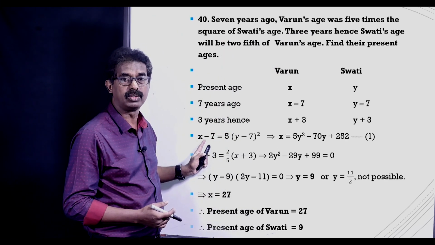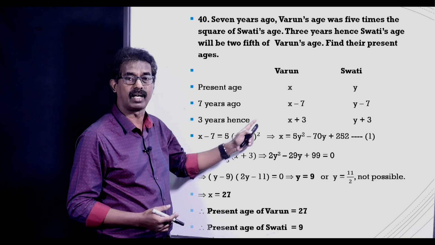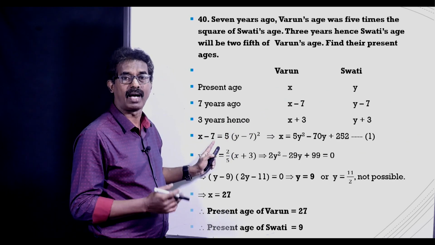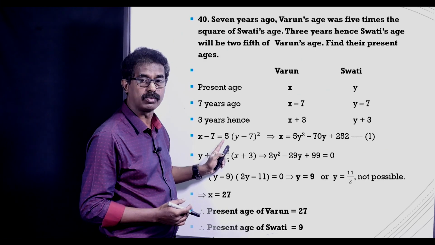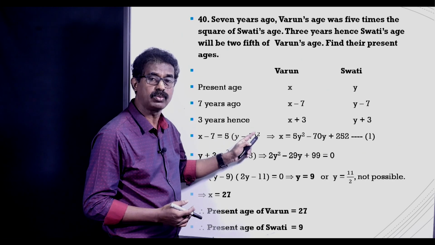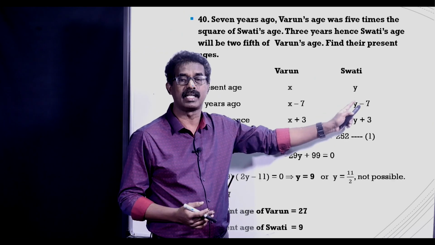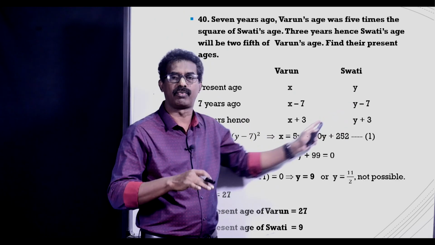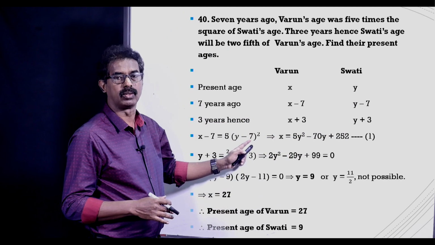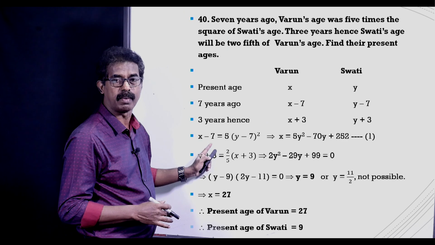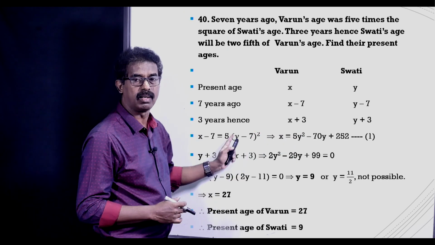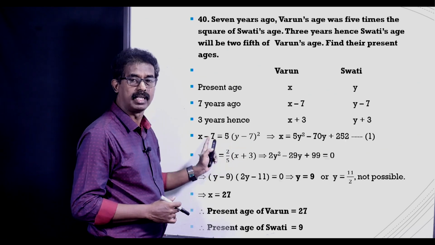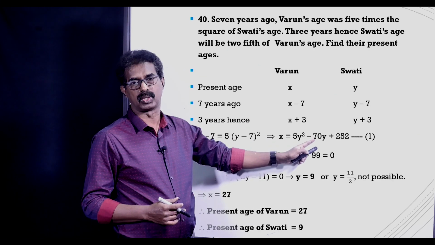Varun's age is what? x minus 7. Varun's age, this x minus 7, is 5 times the square of Swati's age. Swati's age is what? y minus 7 the whole square, 5 times. So 5 into y minus 7 the whole square. From there you can find the x value. Take this minus 7 to that side. Also simplify: square it, a minus b the whole square, and multiply everything by 5. Then take minus 7. That's it. You will get this equation.